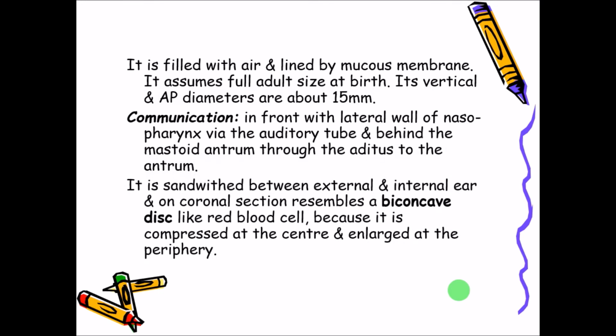This middle ear is sandwiched between the external and the internal ear. External is outside and internal is inside. On coronal section, even though the anterior-posterior and vertical diameters are almost equal, it should look like a cuboid box, but it is actually compressed in the middle. So it looks like a biconcave disc, just like the shape of the RBC.